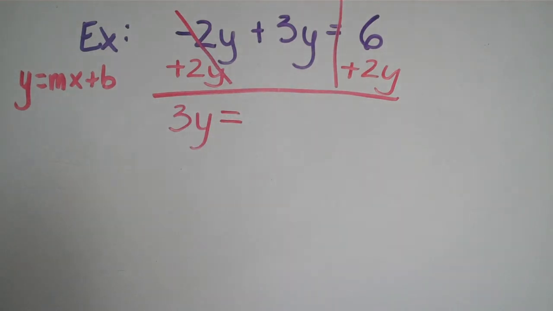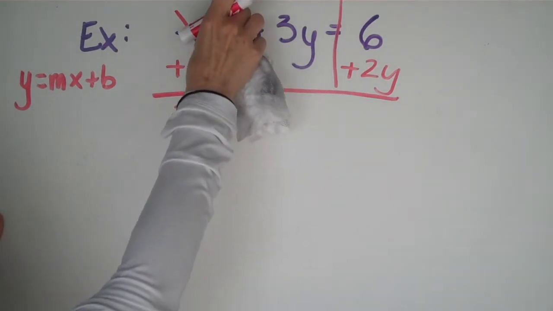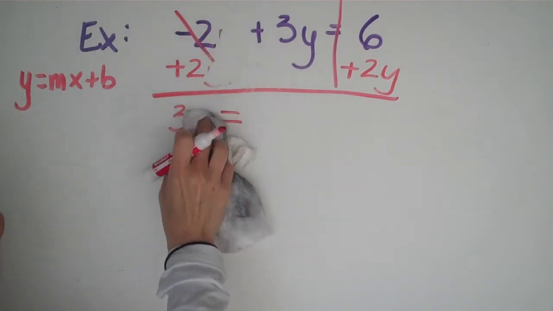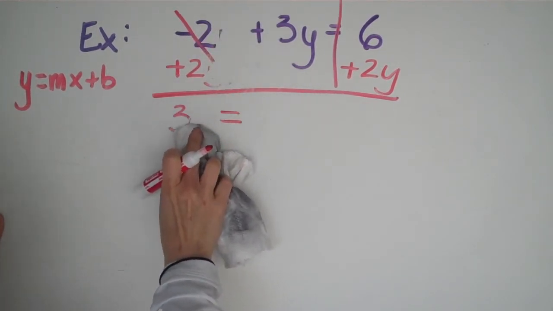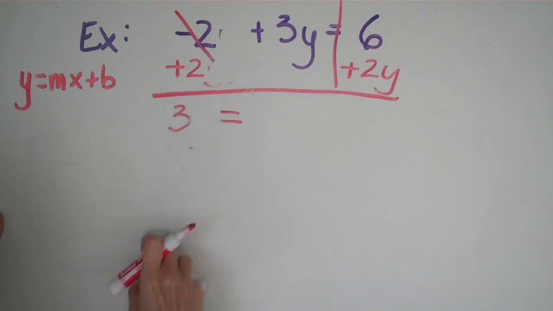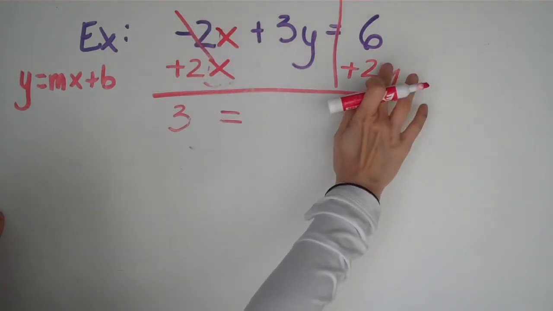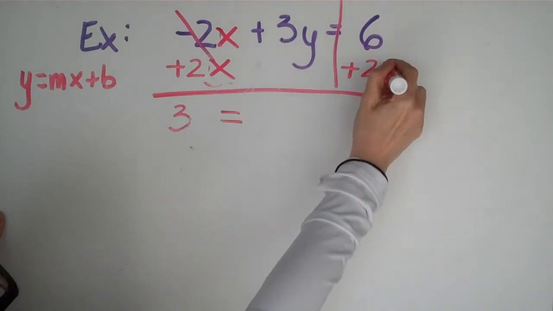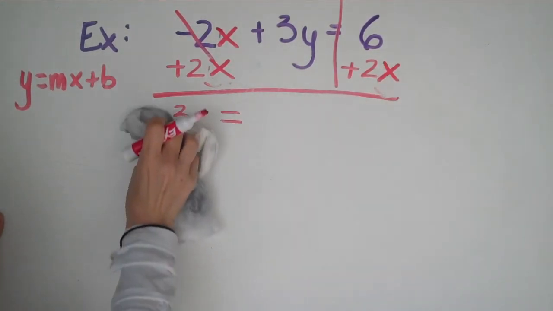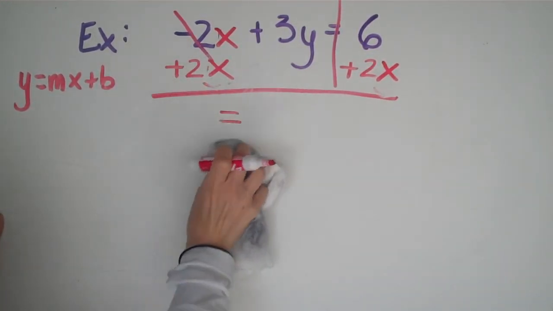I'm sorry. This should have been 2x. Sorry about that, guys. Okay, so 2x, and 2x. Okay, let's do that again.